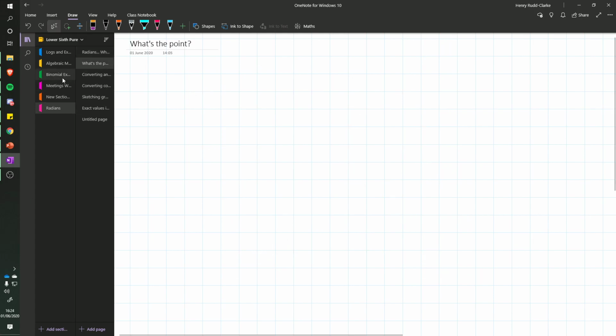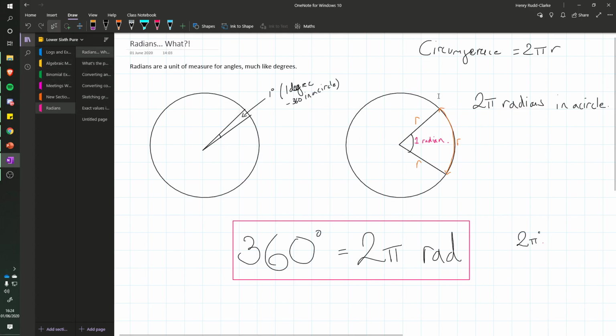What's the point? Well, the first point is it actually makes logical sense. It makes sense that it would be related to the amount of times you can fit the radius into a circle. That's how we've been working out the circumference of a circle for probably years now. So it's logical that that works. There are other reasons as well.